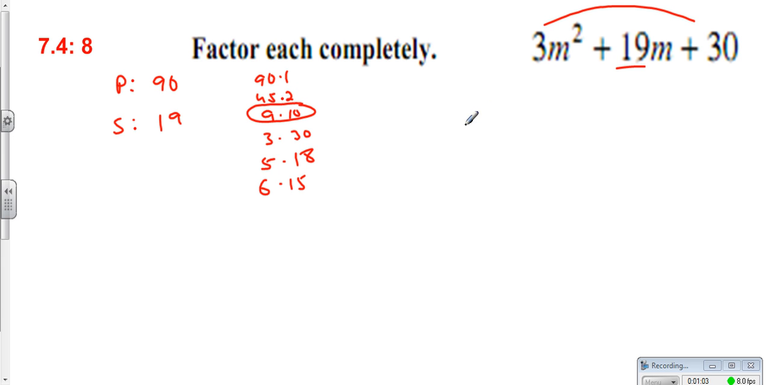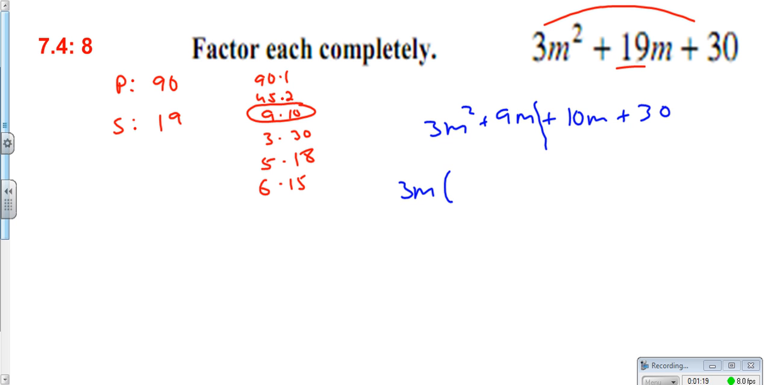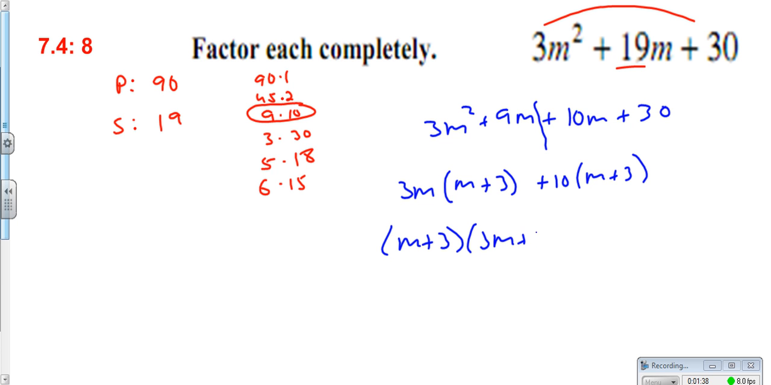Okay, so we're going to rewrite this as 3m squared plus 9m plus 10m plus 30. So we divvy it up and we have 3m in common. I can divide both of those by 3m and I would get m plus 3. Next one, I can divide each one by 10. We would get m plus 3. So we have m plus 3 in common. I would factor that out and it's times what's left, 3m plus 10. And there's your pieces.